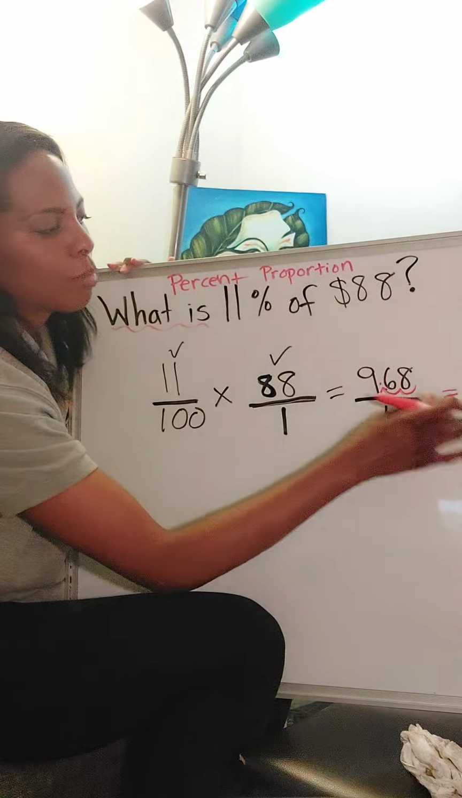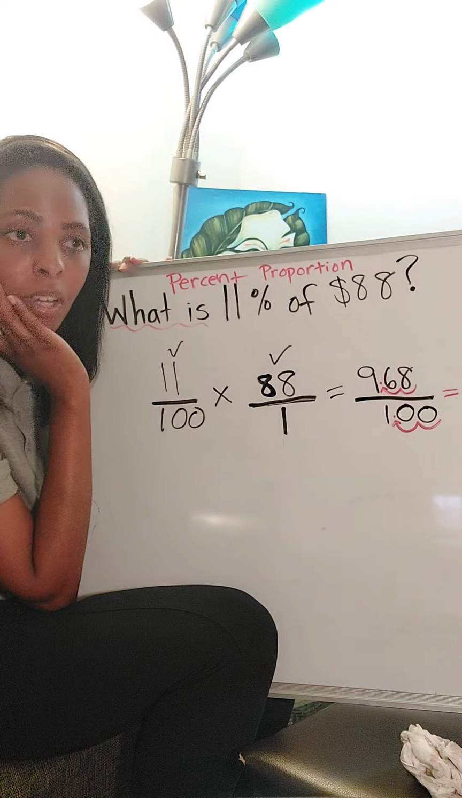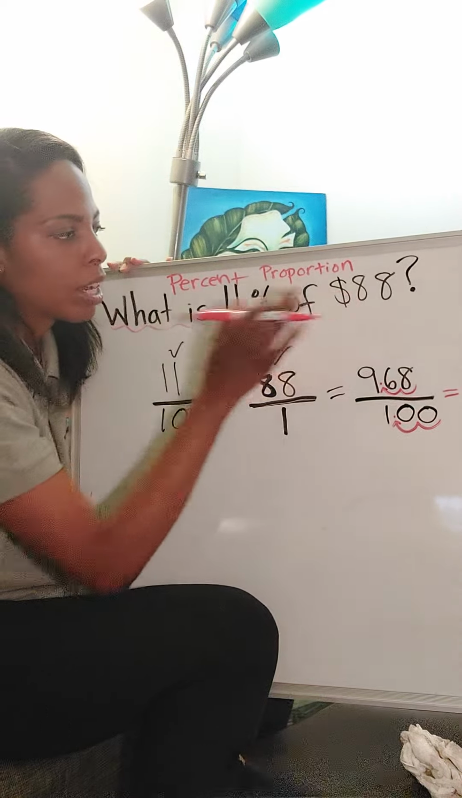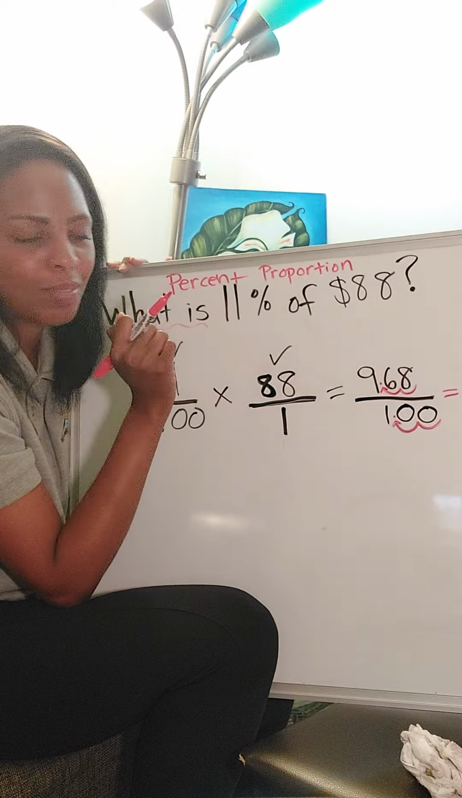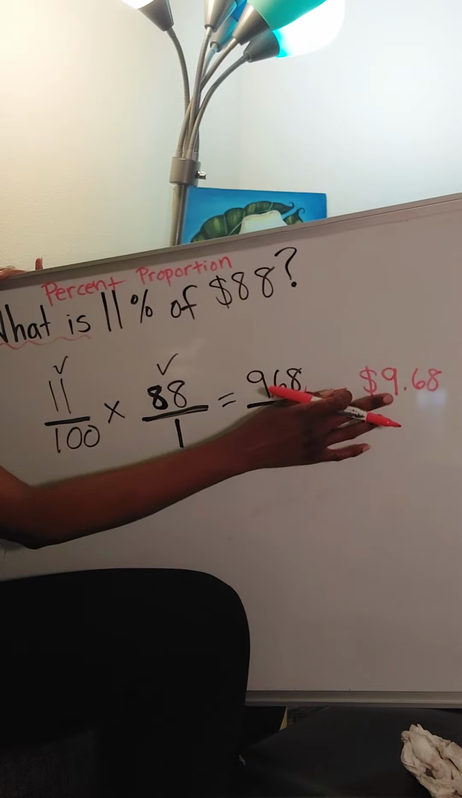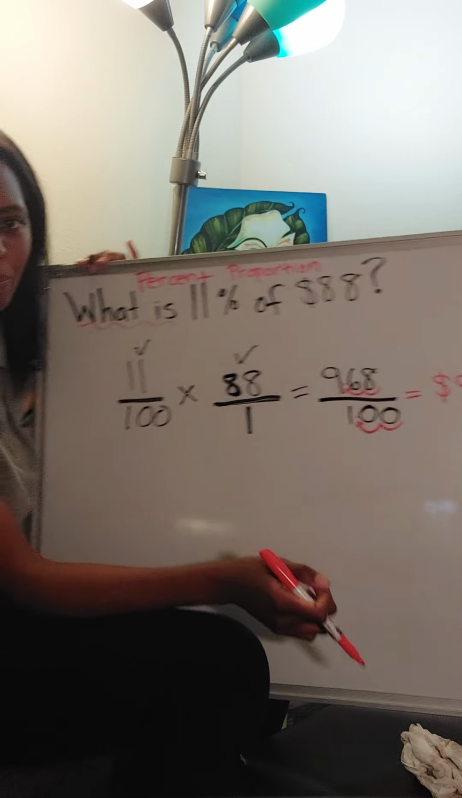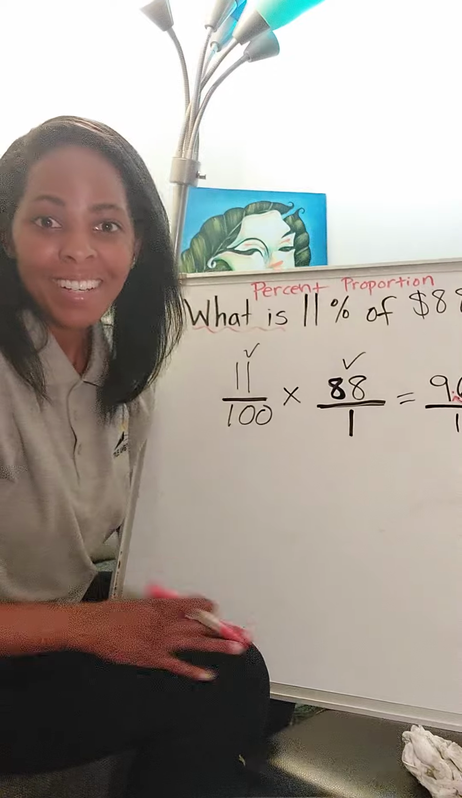$9.68 is how much you can take off of your $88 if somebody asked you, or if you wanted to know, rather, how much cheaper your shoes would be. The 11% cheaper is $9.68 cheaper. All right, that was a lot.